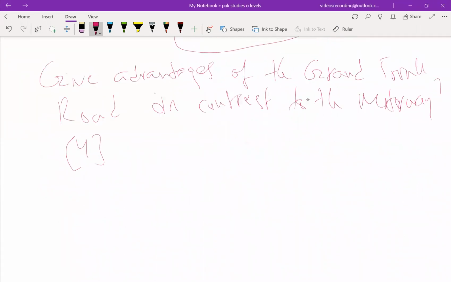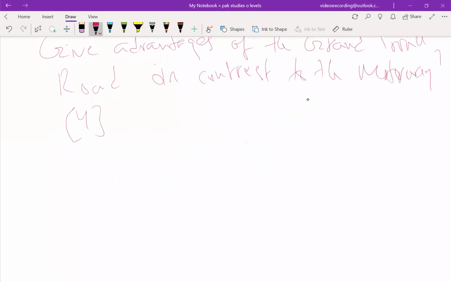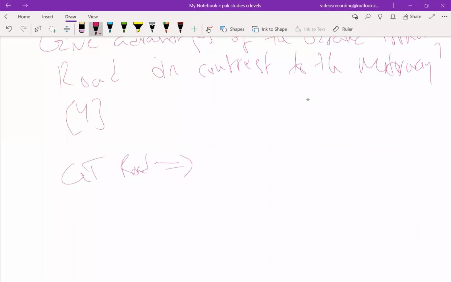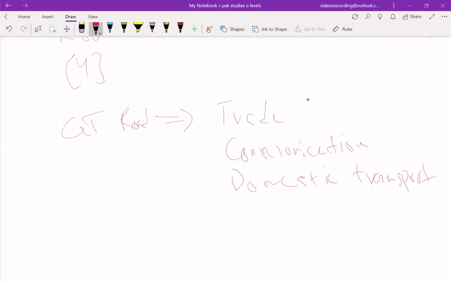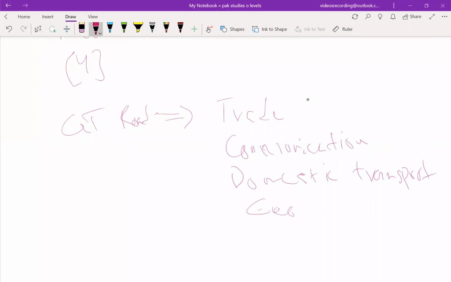do is divide the answer in a proper manner. So if you're talking about the Grand Trunk Road or the GT Road as it's called, just give good examples as to what kind of proper advantages there are for the trade, communication, domestic transport, economy. So these are just 4 marks.